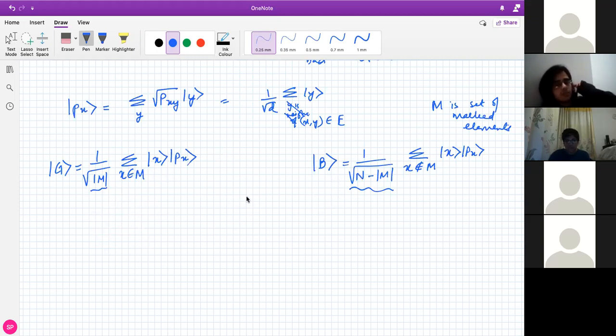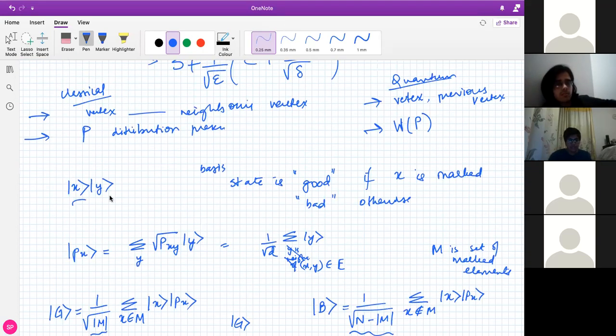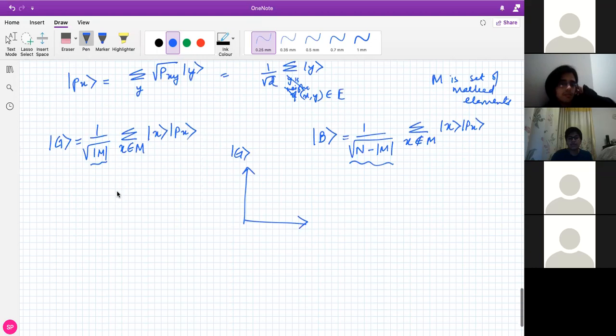Another observation will be, look at the space, look at this good vector and the bad vector. They are going to be orthogonal to each other, okay? Because this was what my basis state was. This was my basis state, right? And whenever I have different x's, obviously if x is in M, an x from here is not going to be in M. So they're going to be different states and they're going to be orthogonal, okay?